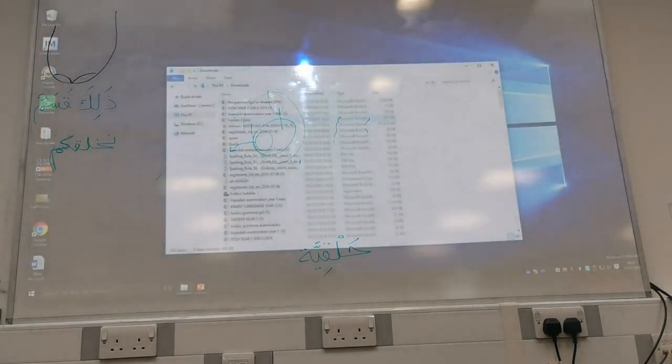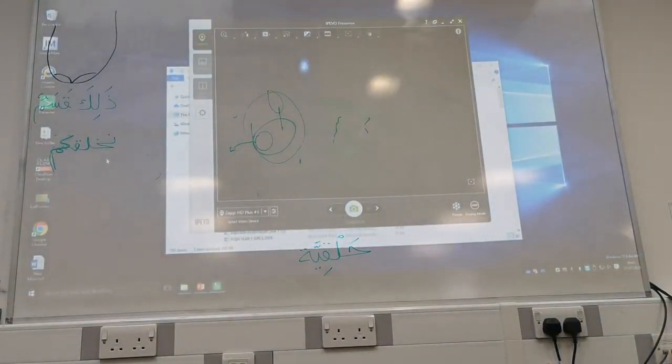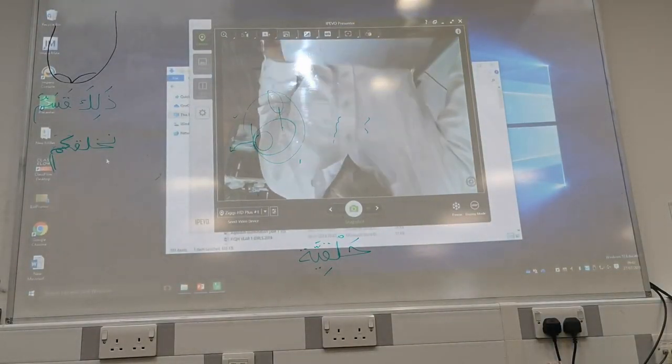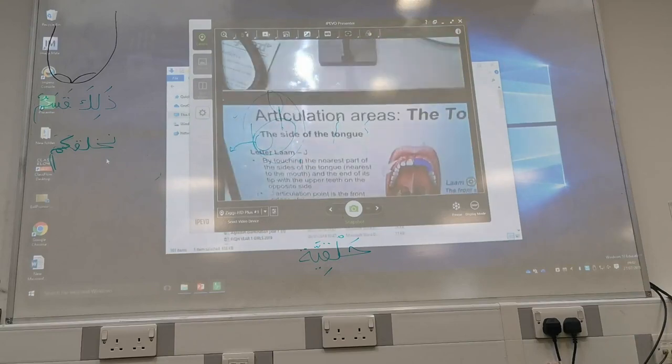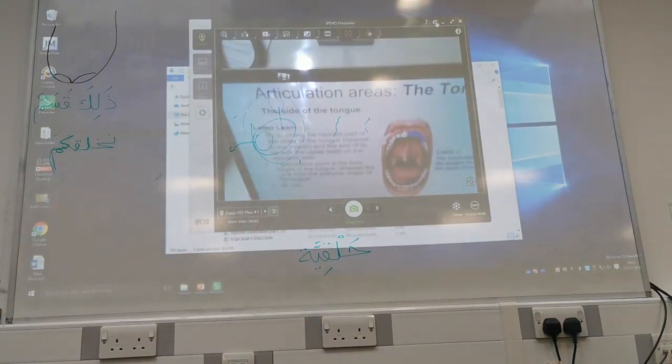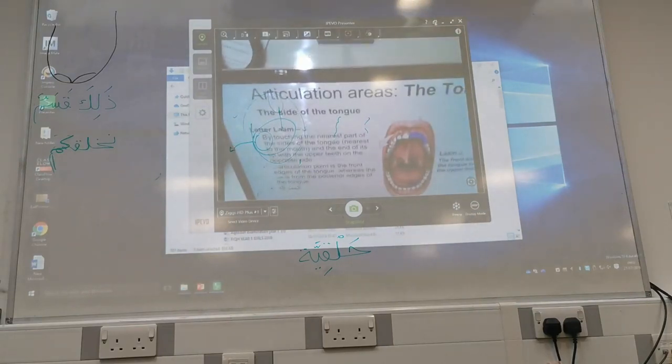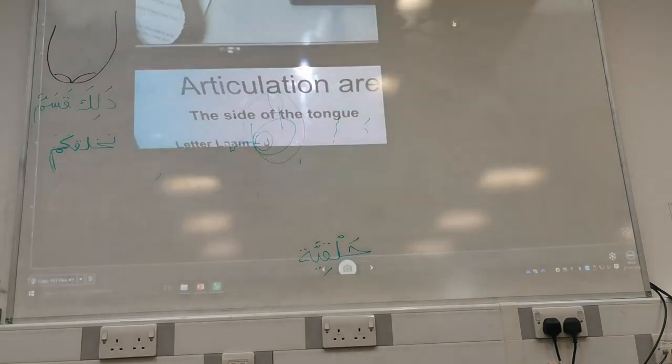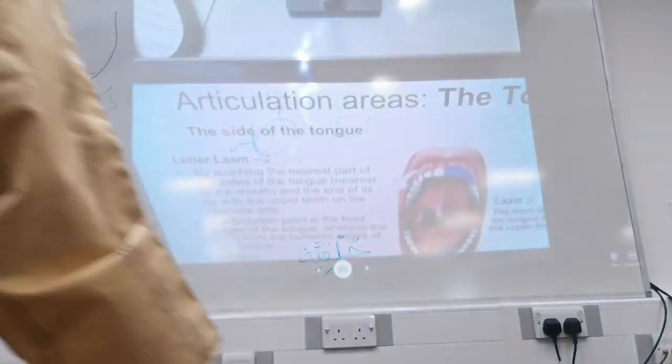My explanation is so bad that I need pictures. Stop. Yes? I'll just take a picture. Ah, okay. What? Yeah, to ask me? Oh, okay. No, no, I no. Just, I'm like, okay, yes. So with this class of the side of the tongue.